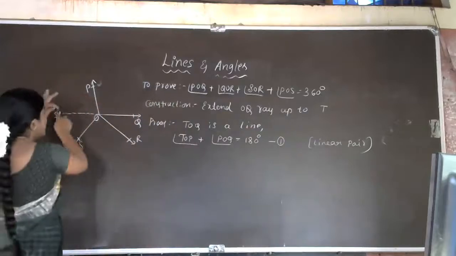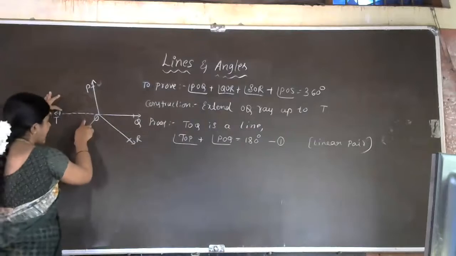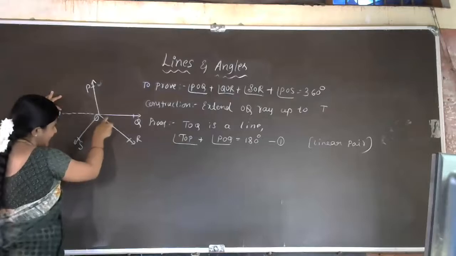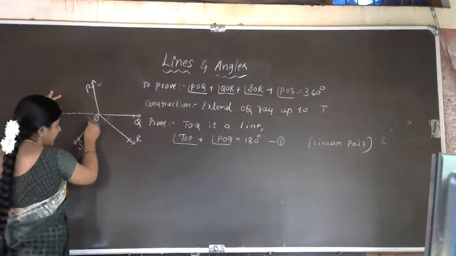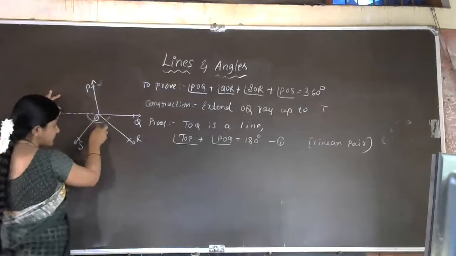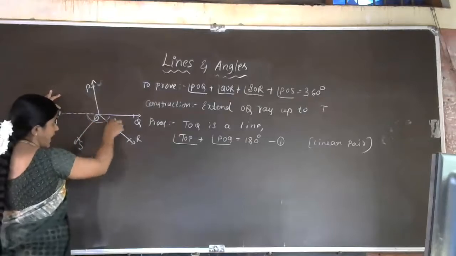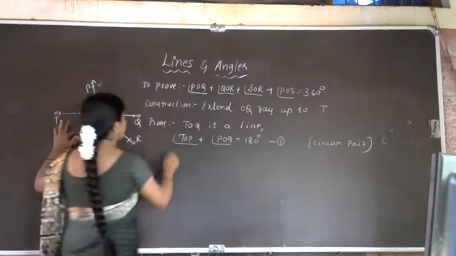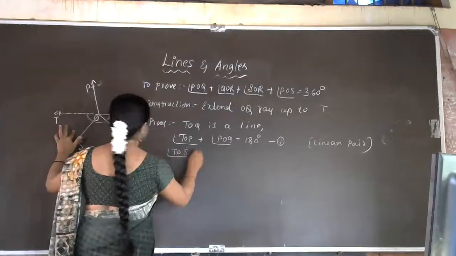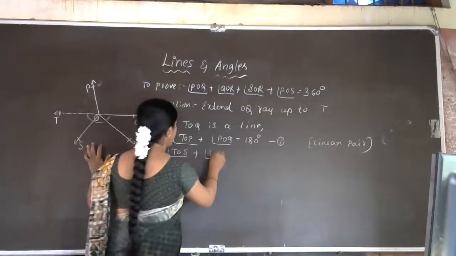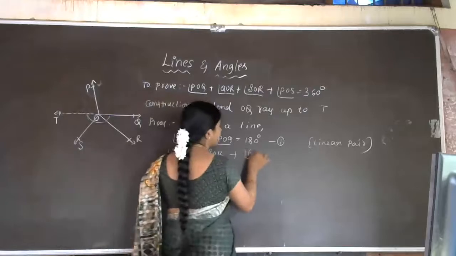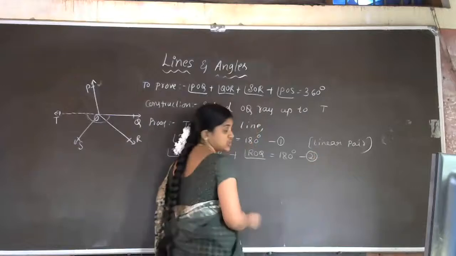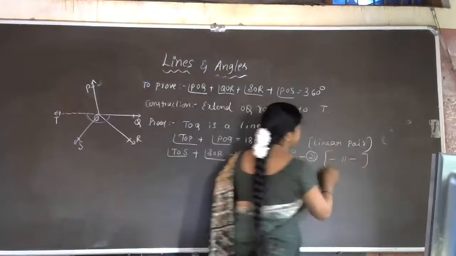Now similarly, again this TOQ is a line. Can we observe these 2 rays which divide the straight angle into 3 parts? Here 180 degrees is there. These three angles, when we add them, their sum is also 180 degrees. So how can we write that one? Angle TOS plus angle SOR plus angle ROQ, that is also equal to 180 degrees. Call this equation number 2. The reason is linear pair only.